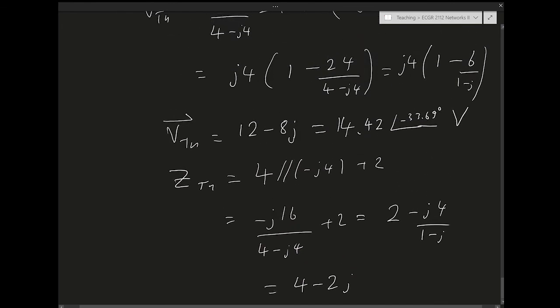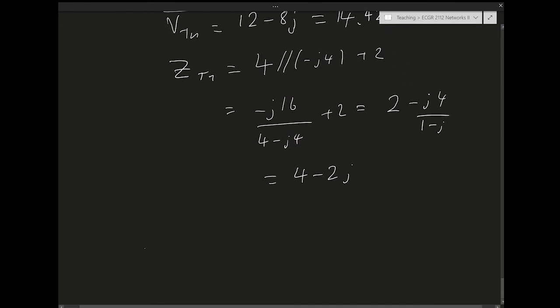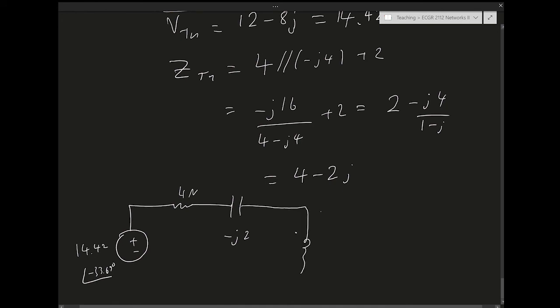So the circuit, we found the Thevenin voltage, which turned out to be 14.42 with an angle of minus 33.69 degrees. The Thevenin impedance is 4 ohms. And then we have a minus 2J, a negative imaginary reactance is always going to be a capacitor, minus J2. And I have my transformer. And then it goes 1 to 2, and then the dot is down here.